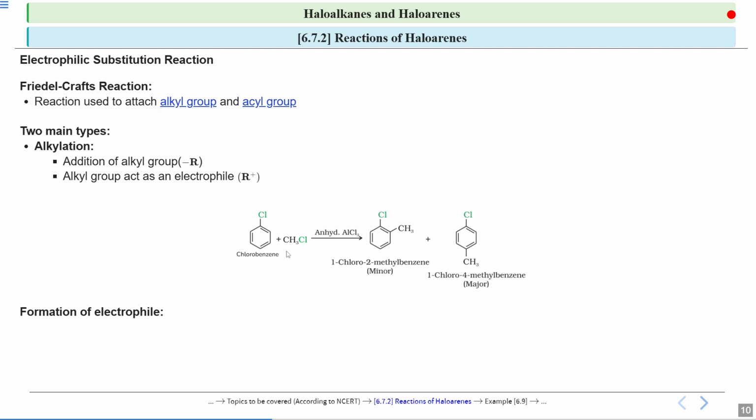Now, how is the electrophile forming in this reaction? The formation involves the reaction of methyl chloride, the alkyl halide, with AlCl3. AlCl4 negative forms as an anion and CH3 positive as a cation, which we take as an unstable electrophile, which is going to attack the benzene ring to form a bond with it, and give you the major and the minor products respectively.